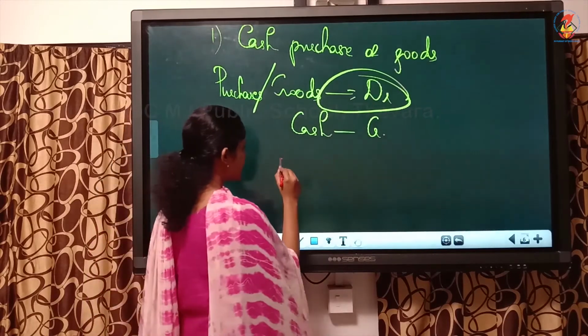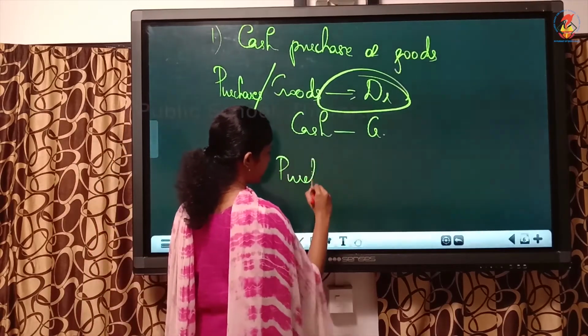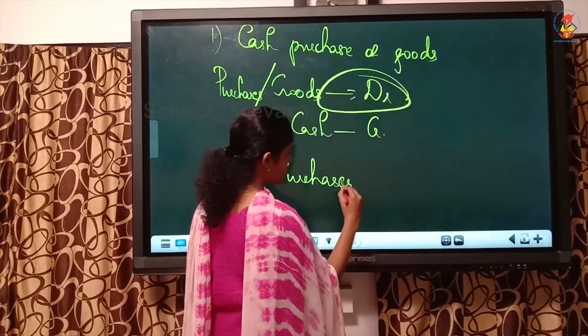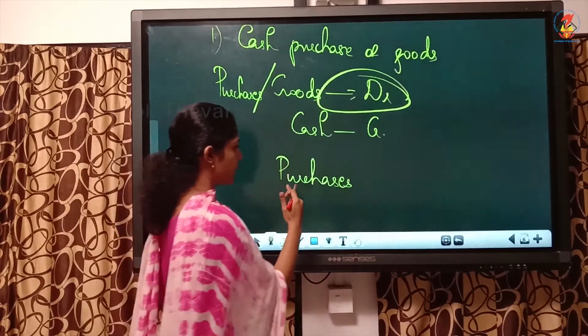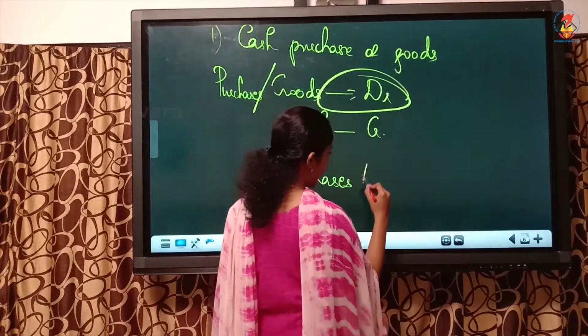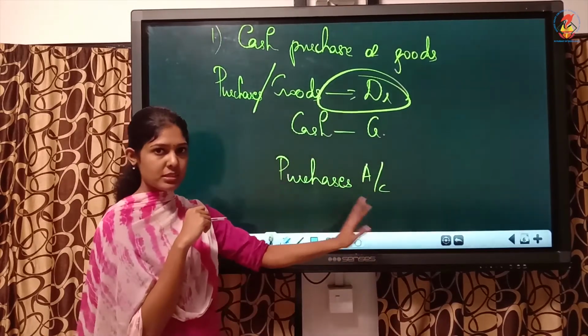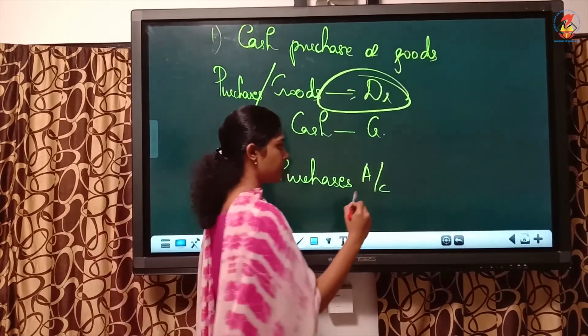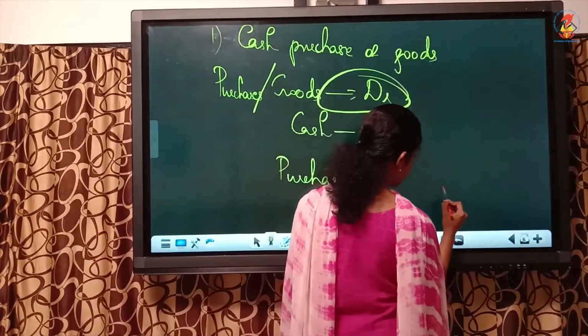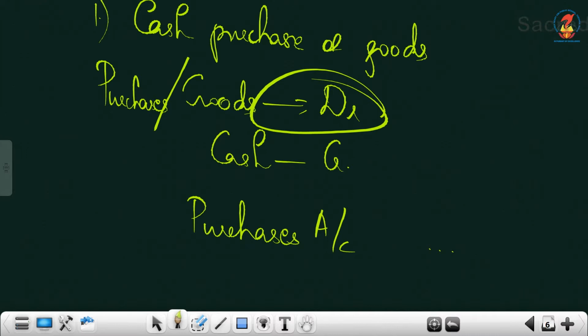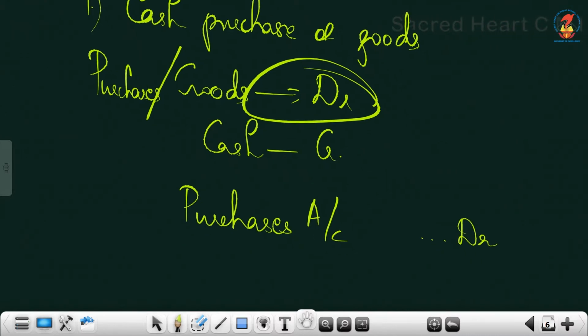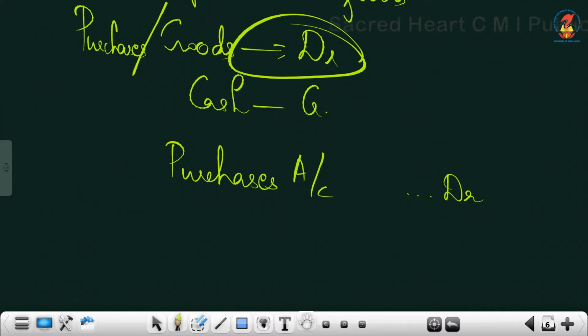So we'll write purchases. From your margin you can start writing purchases account. You just write the short form A/C. That is how you have to write the entry. Leave some space, put 3 dots. This is the format of an entry. Write DR. DR means this account to be debited. Clear?